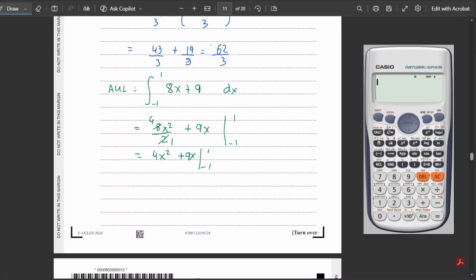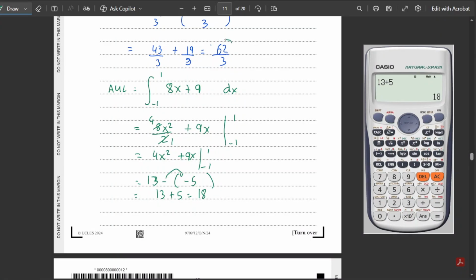Let's solve this out. 4 times 1 squared plus 9 times 1. This is equal to 13. And then I have to minus the other term, which is going to be what I get when I put a minus sign over here and I put a minus sign over here. So that's negative 5. The negative turns the negative into a positive. It's going to be 13 plus 5. And 13 plus 5 is going to give me 18.